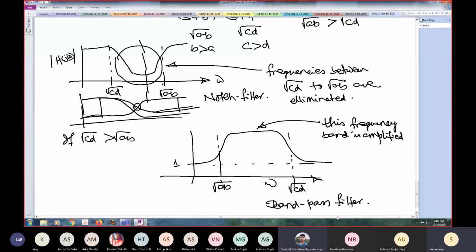Got it, sir. And this omega scale is logarithmic, right? Here I have drawn it linearly, but usually it is logarithmic in frequency response plots. And how do we show infinity? This will go to that 1 after a long time. This goes like this. So that is logarithmic.